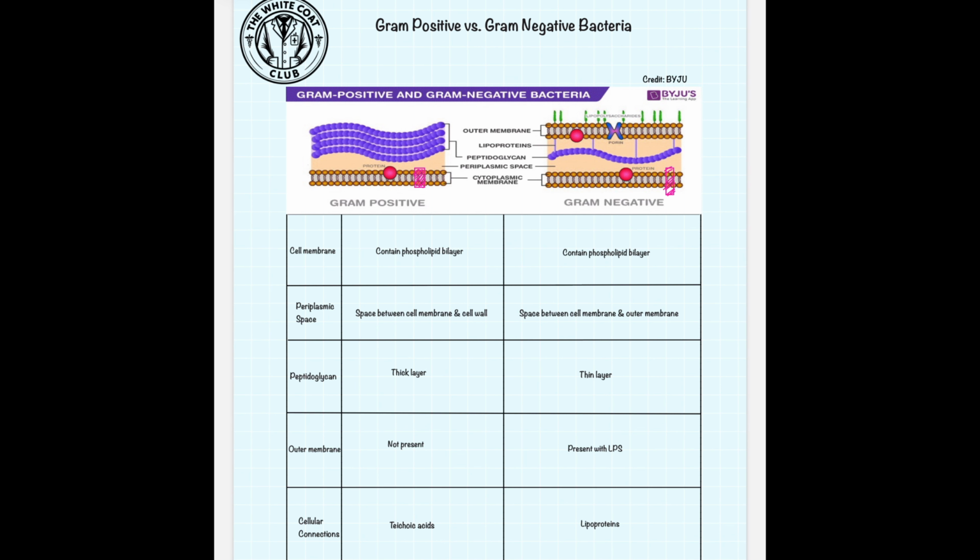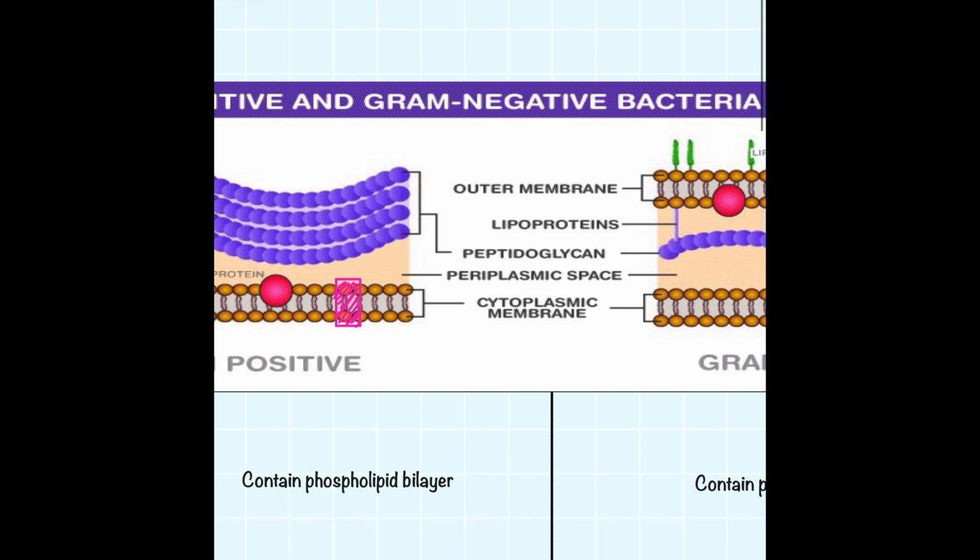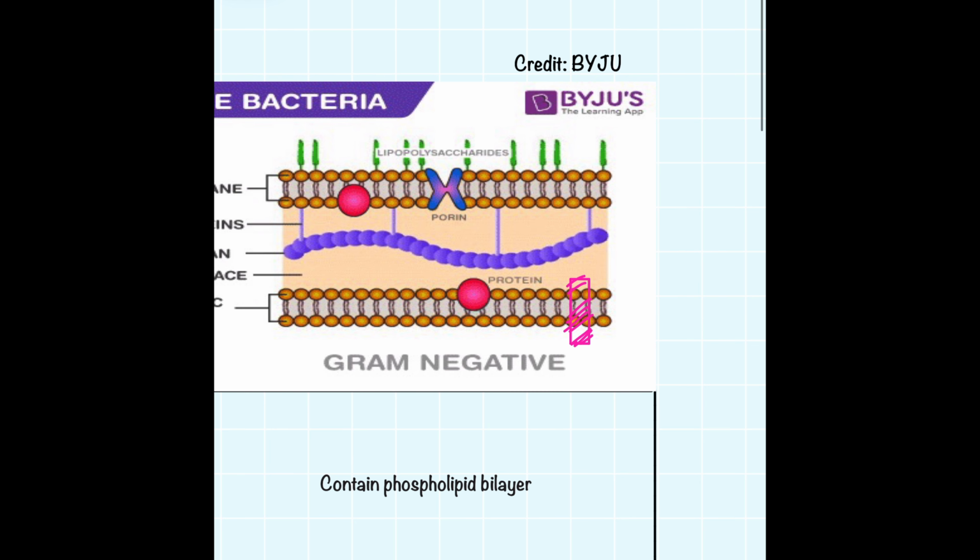This cell wall is actually what keeps the cell from bursting open due to water pressure, as well as being a defense mechanism, and it provides rigidity and structure to the cell. And one of the most important things that you need to remember is that the gram-positives have a really thick cell wall compared to our gram-negatives, which have a very thin cell wall.